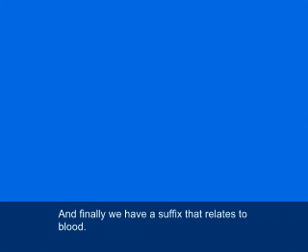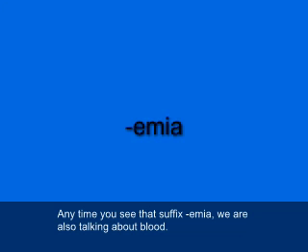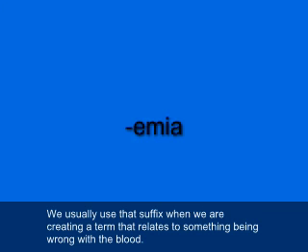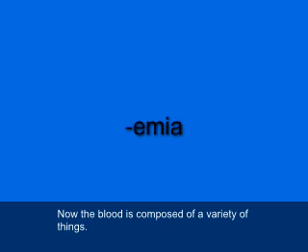And finally, we have a suffix that relates to blood. That is -E-M-I-A, emia. Anytime you see that suffix emia, we're also talking about blood. We usually use that suffix when we're creating a term that relates to something being wrong with the blood. Now, the blood is composed of a variety of things. We'll go into more detail about that in the next episode on anatomy.